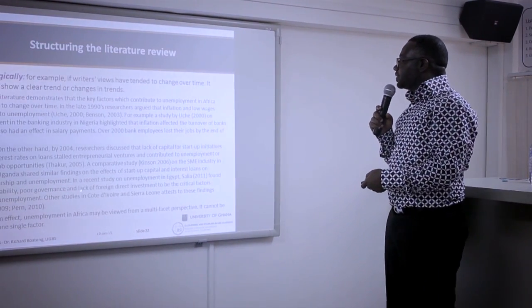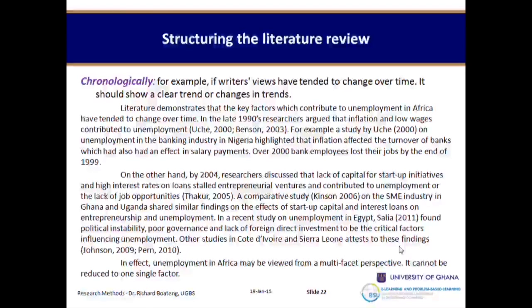Then he goes on to say, in a recent study on unemployment in Egypt, Salia 2011 found political instability, poor governance, and lack of foreign direct investment to be critical factors influencing unemployment. Other studies in Cote d'Ivoire and Sierra Leone attest to these findings. Now, he's talking about the fact that political instability, poor governance, and lack of foreign direct investment have influenced and led to unemployment in a particular country, being Egypt. Any country which has also gone through political instability and poor governance is likely to have the same.